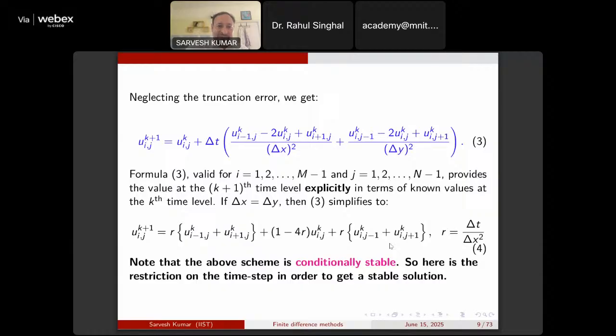Now why it is explicit means, look at k plus 1 depends only on k. If you know k, then for example if I start with k equal to 0, that value is known to me, right? So you can get u1 and keep iterating this. That's all.